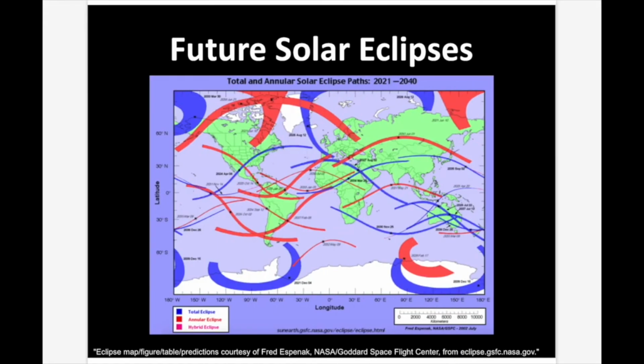Now, since eclipses are simply the movement of planets in space, they can be predicted. So if you take a look at this map, you can see the different solar eclipses that are going to happen between 2021 and 2040. Depending on where you live, you can see if a solar eclipse will happen where you live during this time period. Now, the blues are going to be the total solar eclipse.